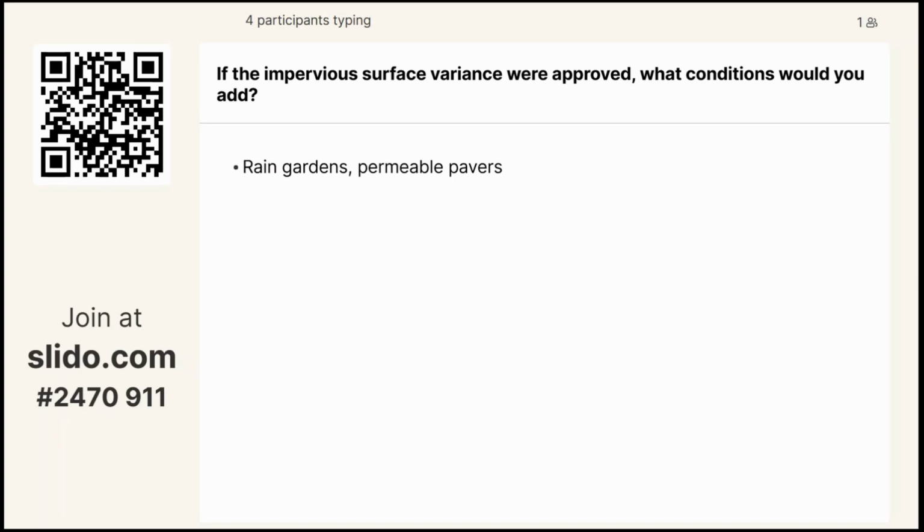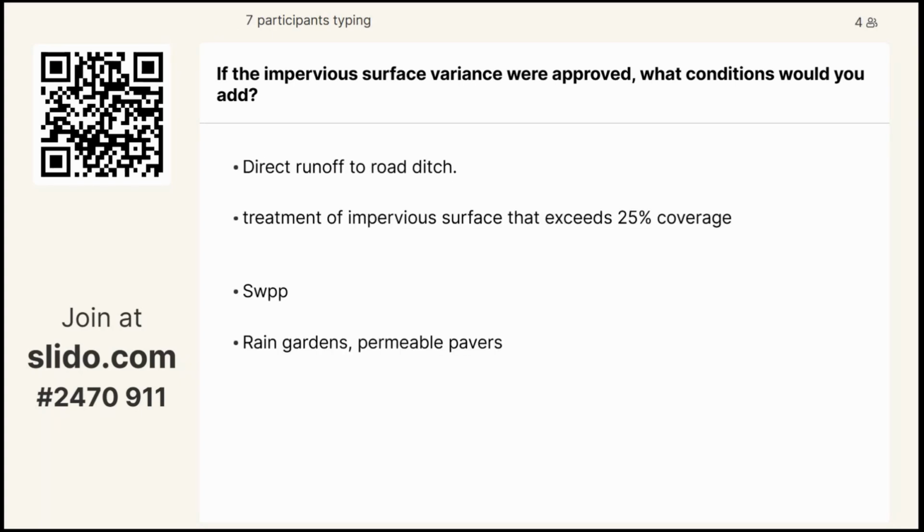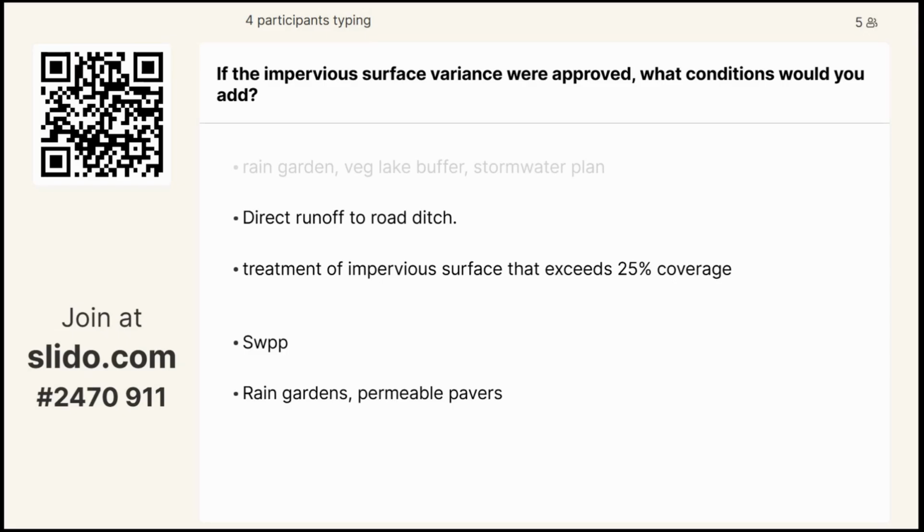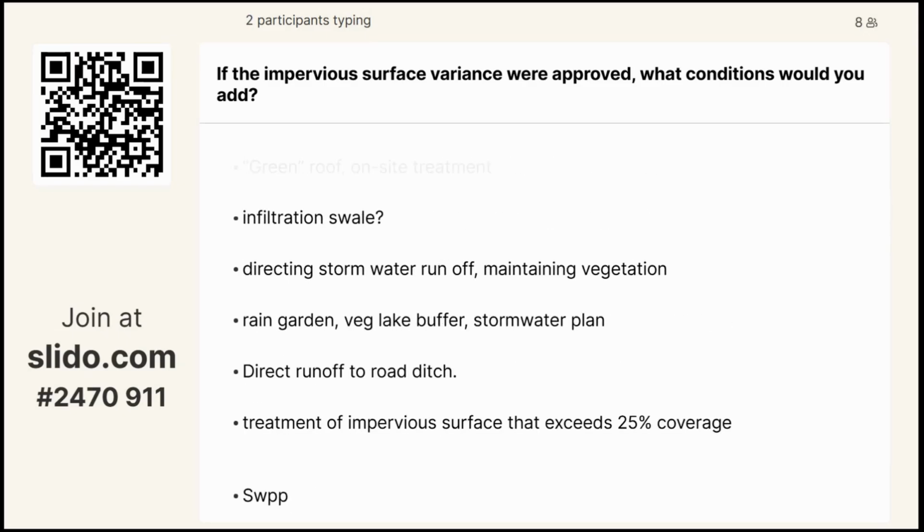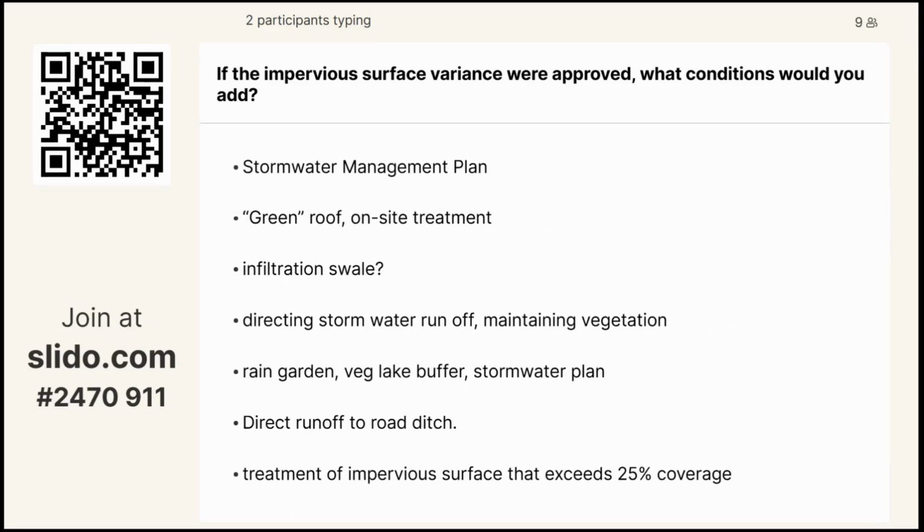Rain gardens, pervious pavers, stormwater pollution prevention plan, treatment of impervious surface exceeding 25%, directing runoff to the road ditch, rain gardens, vegetative buffers, infiltration swale, green roof. Again, these are good ideas.